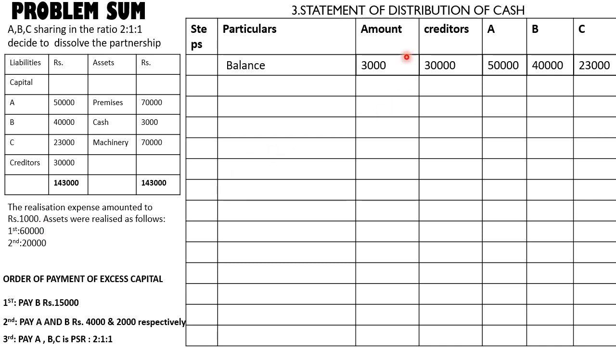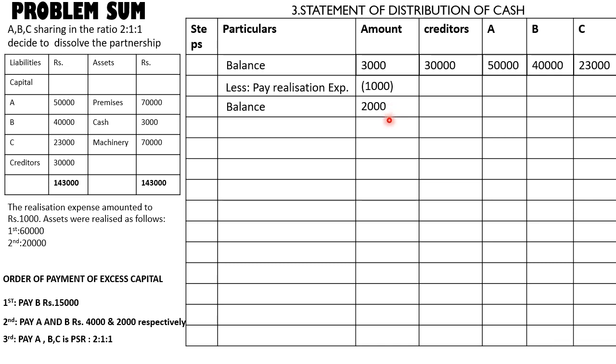So we'll first come to our balance part. Do we have 1,000 available? Yes, we have 3,000. So we can clearly pay off the realization expense. So we'll note down less: pay realization expense amount of 1,000. So from 3,000 we are paying 1,000. So the balance we have is 2,000 still with us.